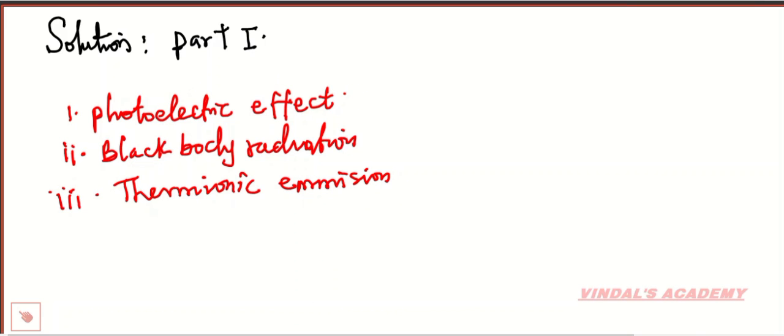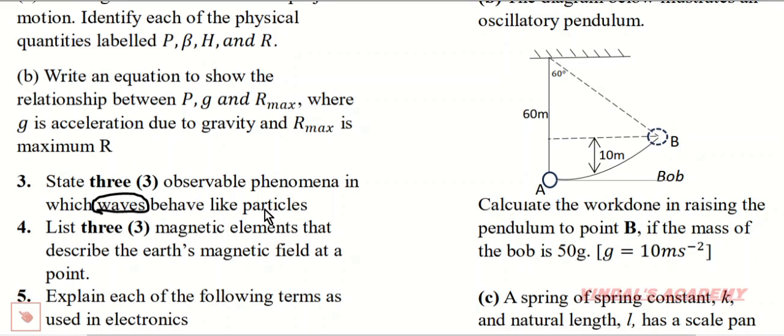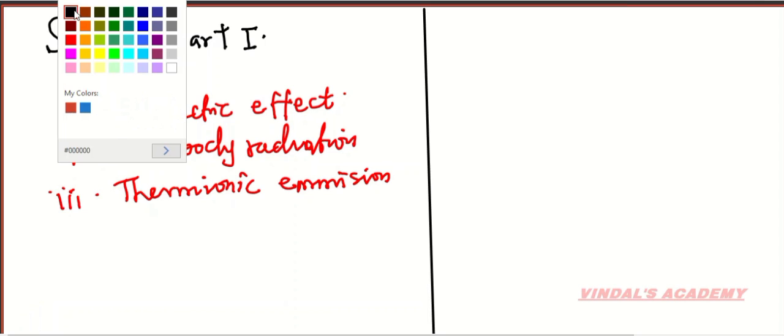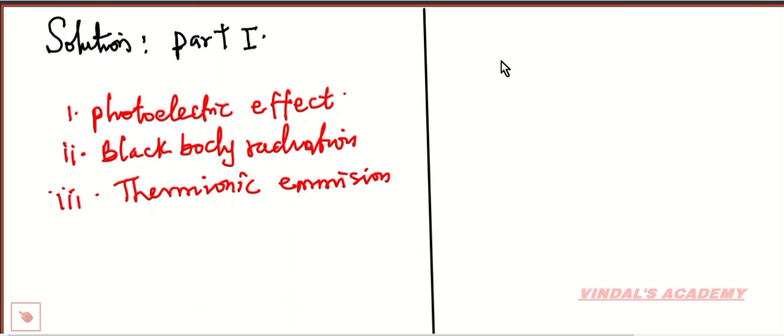All right, so these are the 3 phenomena where light behaves as particle. Number 4, list 3 magnetic elements that describe the Earth's magnetic field at a point. Those elements that describe the Earth's magnetic field at a point, and they are angle of dip.